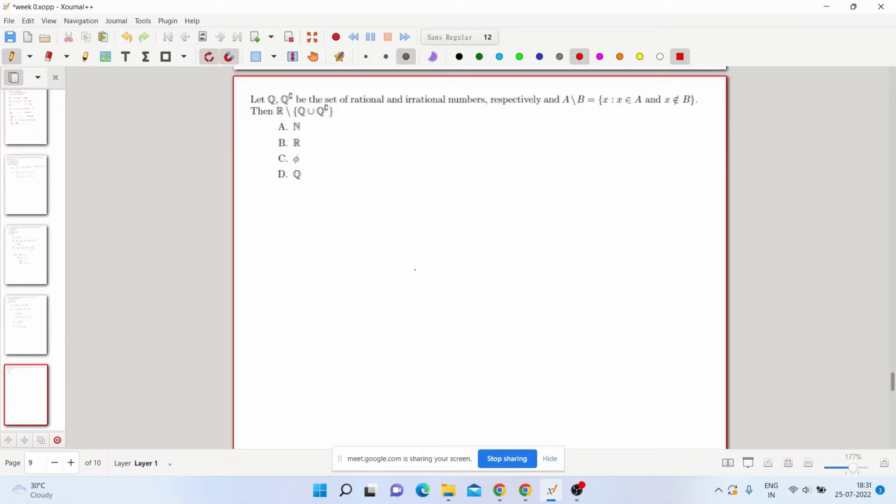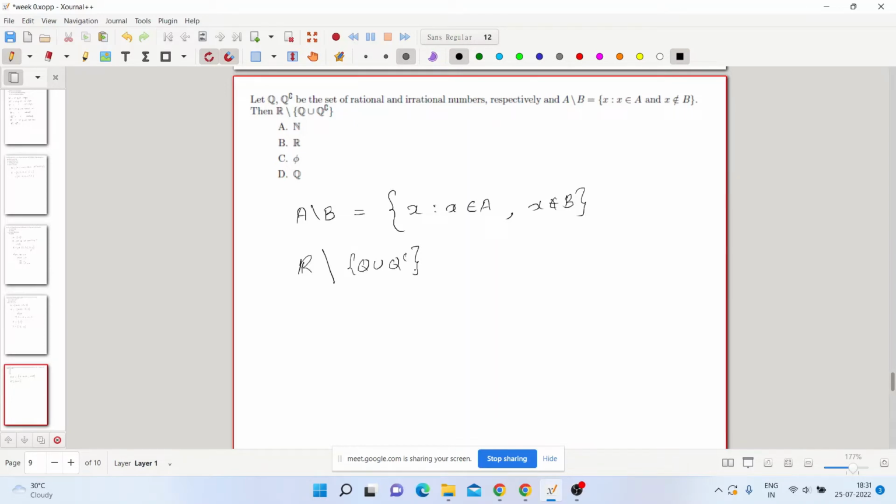Now let's go to the next problem. Here it is given Q is the set of all rationals and Q complement is the set of all irrational numbers. And the set minus A minus B is defined as the set of all x which are in A but not in B. This is A minus B. And we are asked to find the set R minus Q union Q complement.